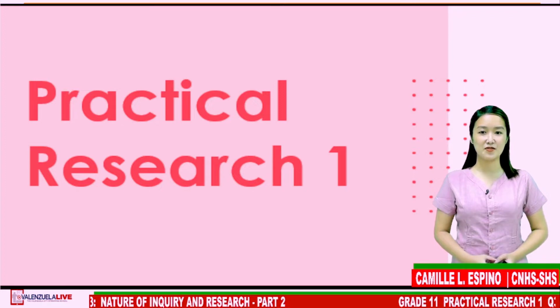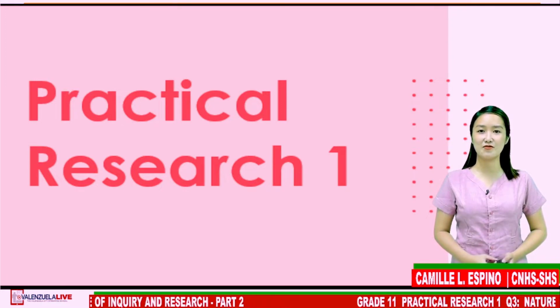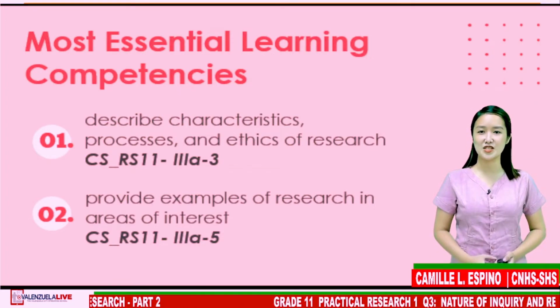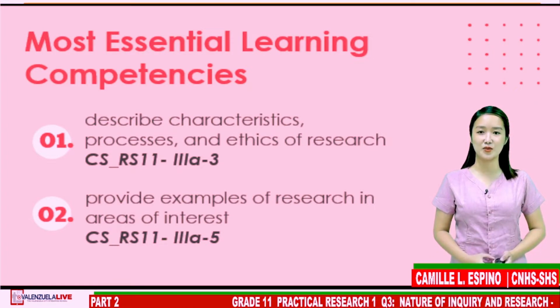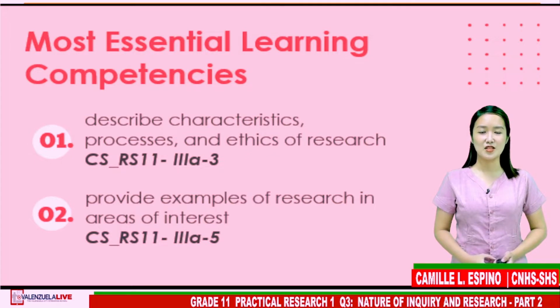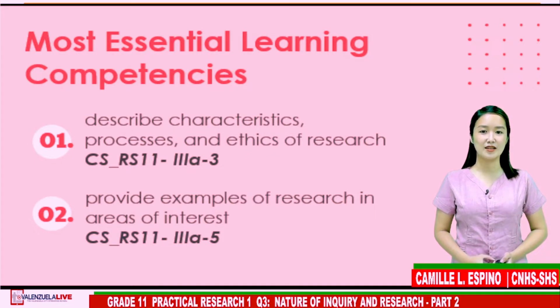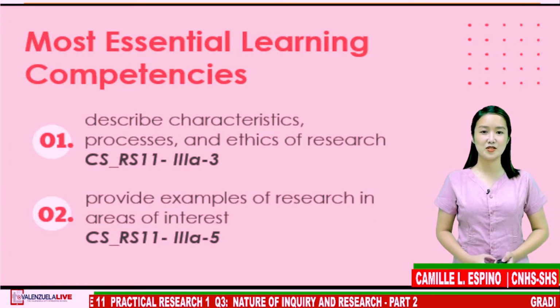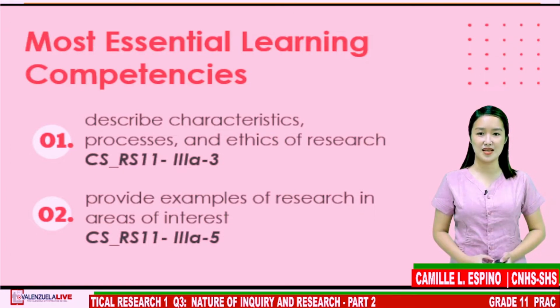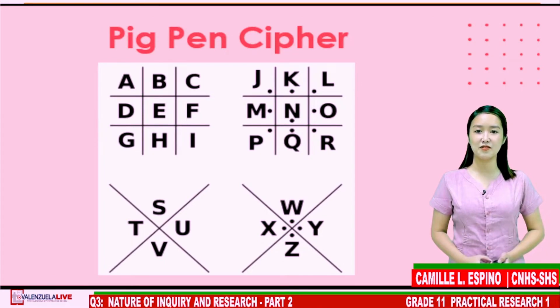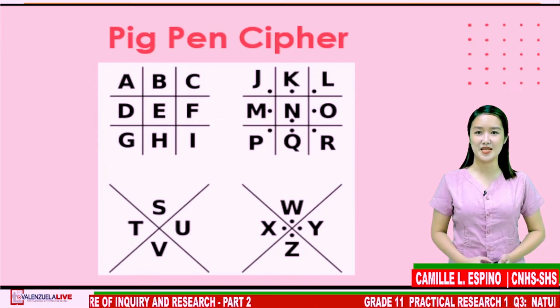Prepare yourselves for fresh knowledge that you will gain from today's lesson. The most essential learning competencies for our Week 2 lesson are the following. Number 1, describe the characteristics, processes, and ethics of research. And number 2, provide examples of research in areas of interest. So now, prepare your paper, pen, and self-learning module for we are about to begin.